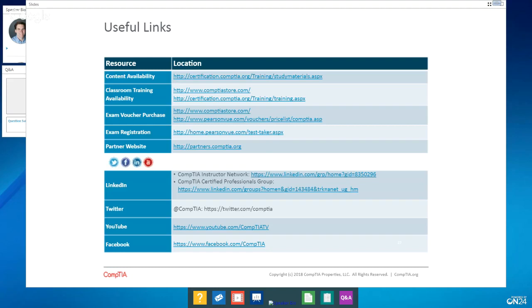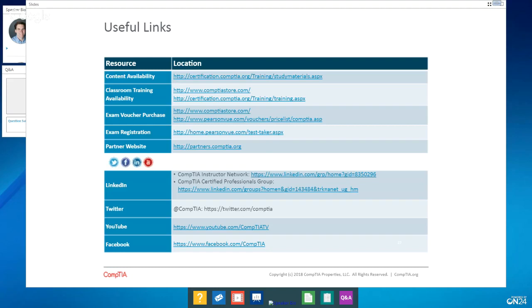The classroom training availability would be for once we have training partners that are going to be teaching PenTest Plus, so those will be listed there. As well as exam vouchers, if you need to purchase those, and the exam registration link. CompTIA does have a page on Pearson VUE. In fact, if anyone is taking the beta, they won't be able to register for it until January 31st, because it won't be listed until that day. So you can't even register for the beta until January 31st.